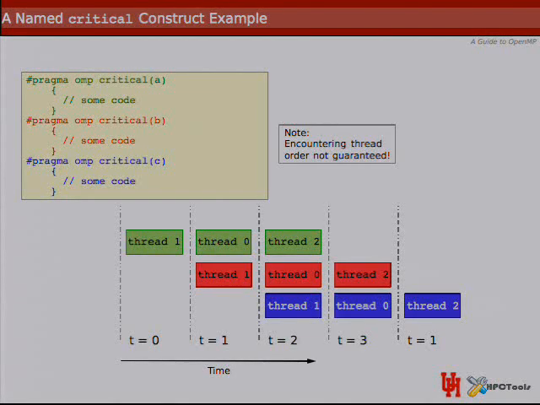You can have multiple critical regions with different names, and that means that they don't collaborate. They know that they're distinct ones. Here we can see that one thread is working on one critical region and another thread is working on another critical region, and they're quite different ones, so they don't interfere with each other.